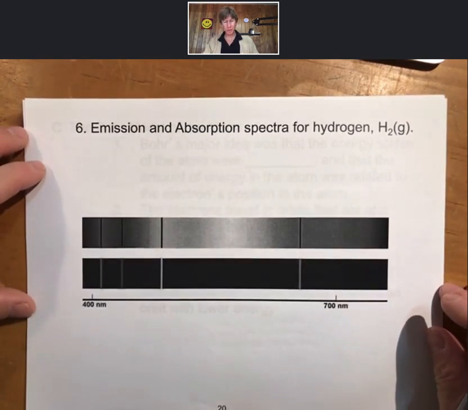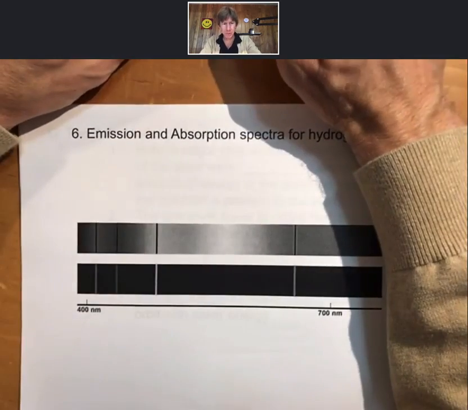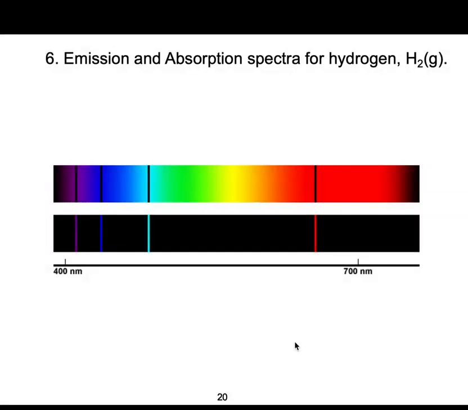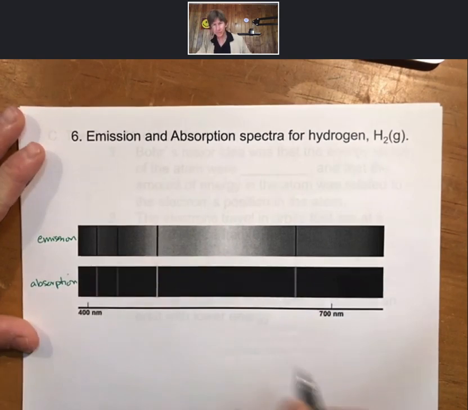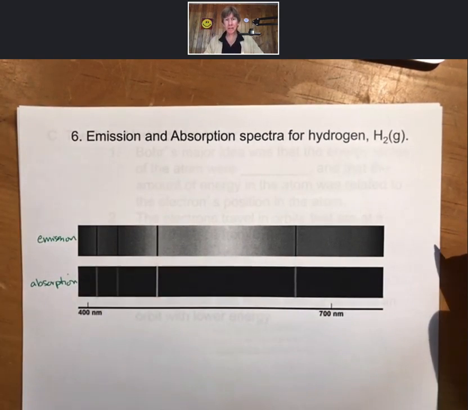Now these are the absorption and emission spectra for hydrogen. This really does look much better in color. You can very clearly see, well, 1, 2, 3, 4 colors. The top one is the absorption spectrum, so those are the only colors missing. The bottom one is the emission spectrum. Those are the only 4 colors present. So there's something very special about those 4 wavelengths in the visible region for hydrogen.